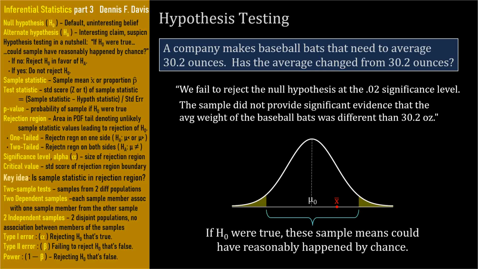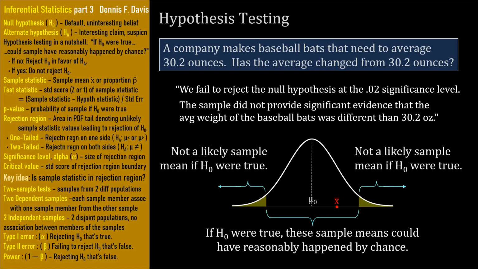When the test statistic is in the rejection region, we conclude that the sample mean was not likely to have happened by chance if H0 were true. So we conclude that H0 must not be true and reject it.